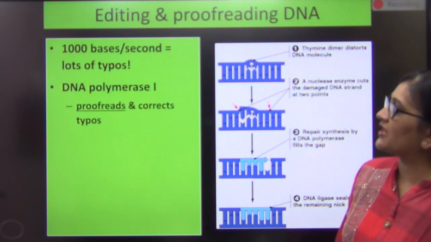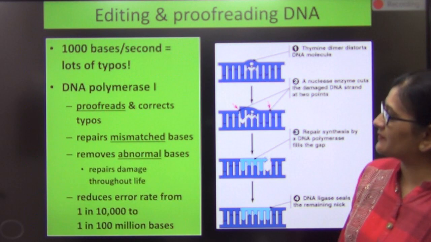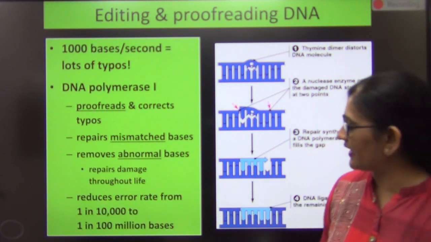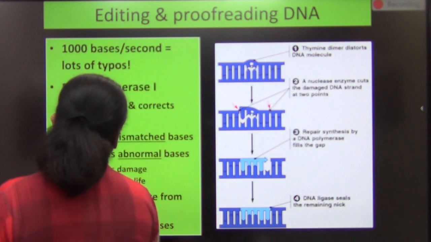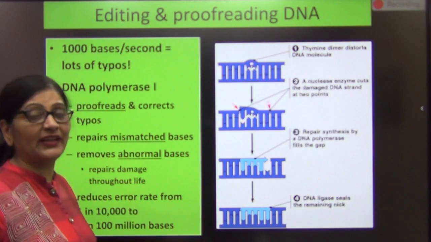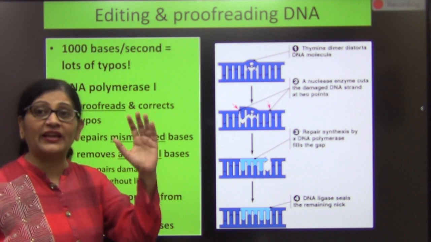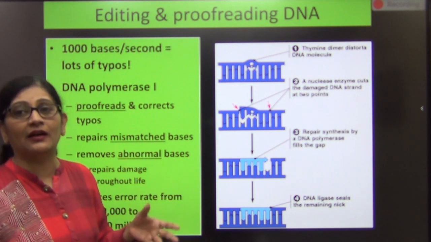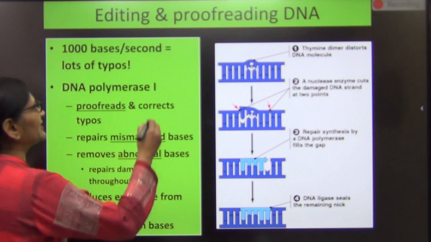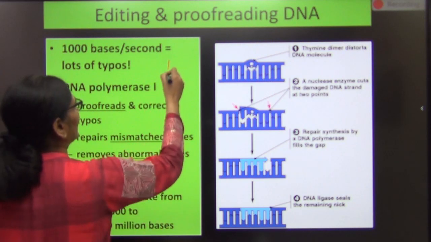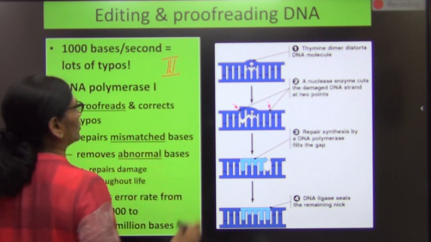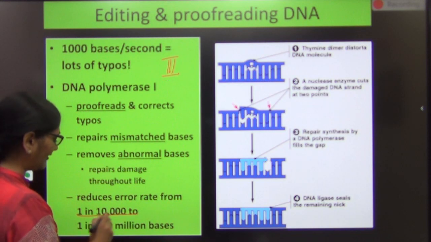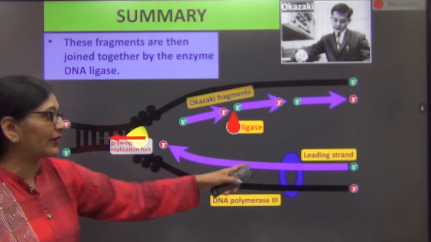polymerase 1 which does proofreading. It repairs the mismatched bases, it removes the abnormal bases, and it reduces the error rate from 1 in 10,000 to 1 in 100 million. That means 1 in 1 billion. The initial error rate was a mistake. The error rate by DNA polymerase 3 is 1 in 10,000. But because of the proofreading, this error reduces from 1 in 10,000 to 1 in 100 million.